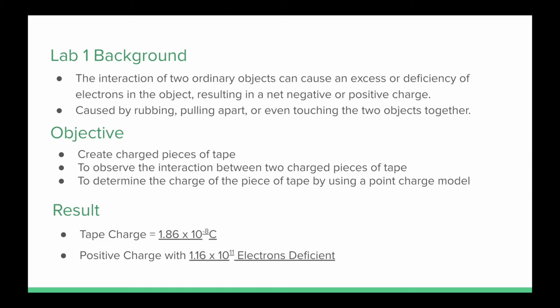The objective of Lab 1 was to create charged pieces of tape and to observe the interactions between the tapes and other objects. The goal was to determine the charge of the charged tapes by using a point charge model. The calculations from Lab 1 resulted in a tape charge of 1.86 times 10 to the negative 8 coulombs.